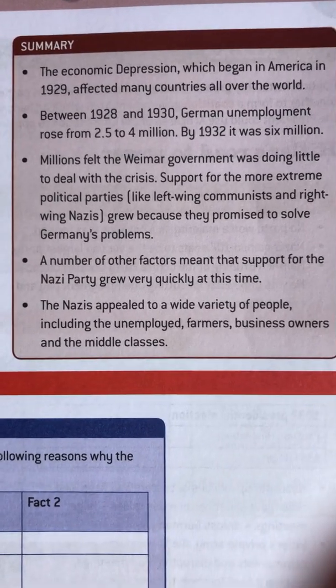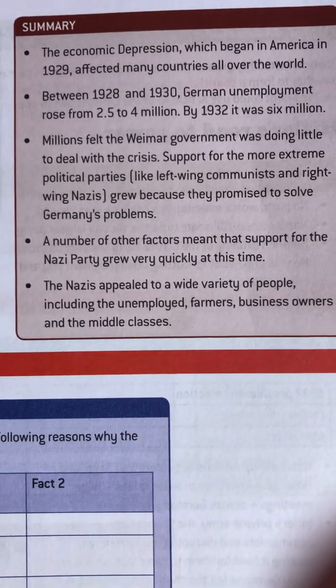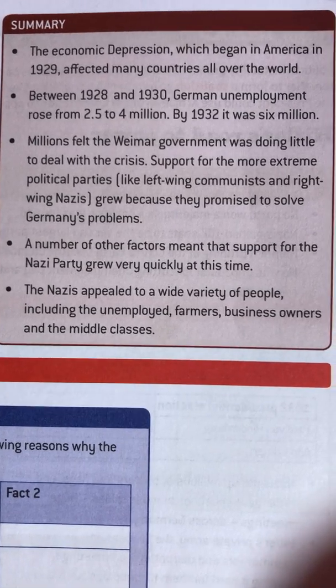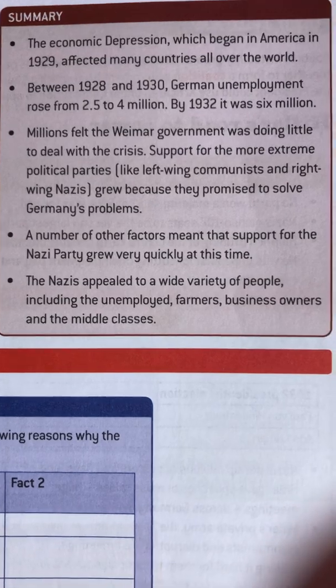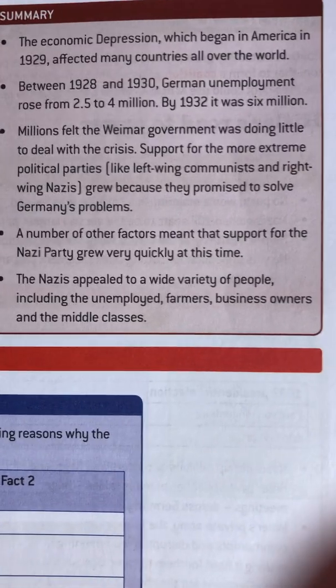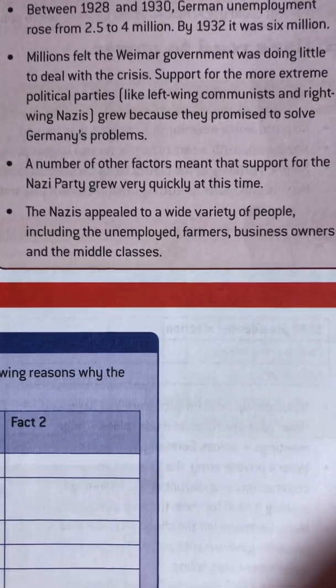Millions felt the Weimar government was doing little to deal with the crisis, so they looked to the extreme, so the extreme left with the communists and the Nazis on the extreme right. And a number of factors meant that support for the Nazi Party grew very quickly.